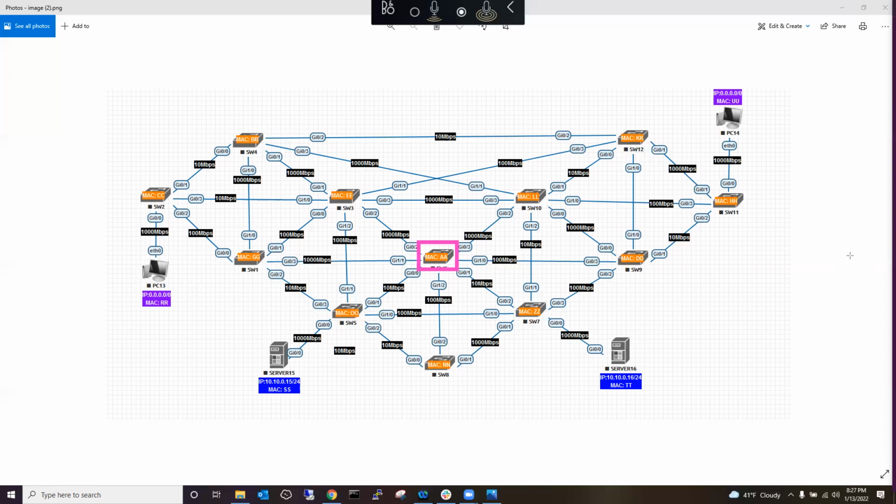Perfect. So, Zamir, tell me about switch 3. Okay, switch 3. I guess you want to know the interfaces of it. So on switch 3, the interface 02, of course, is the root bridge.